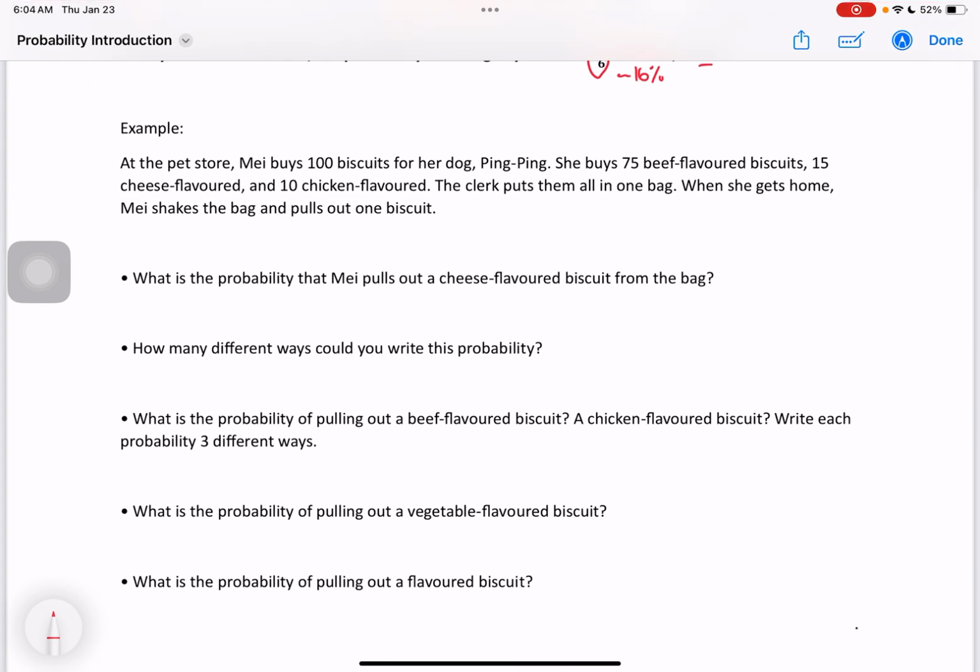So at the pet store, May buys 100 biscuits for her dog Pig Pop. She buys 75 beef-flavored biscuits, 15 cheese-flavored biscuits, and 10 chicken-flavored biscuits. The clerk puts them all in one bag. When she gets home, May shakes the bag and pulls out one biscuit. What is the probability that May pulls out a cheese-flavored biscuit from the bag?